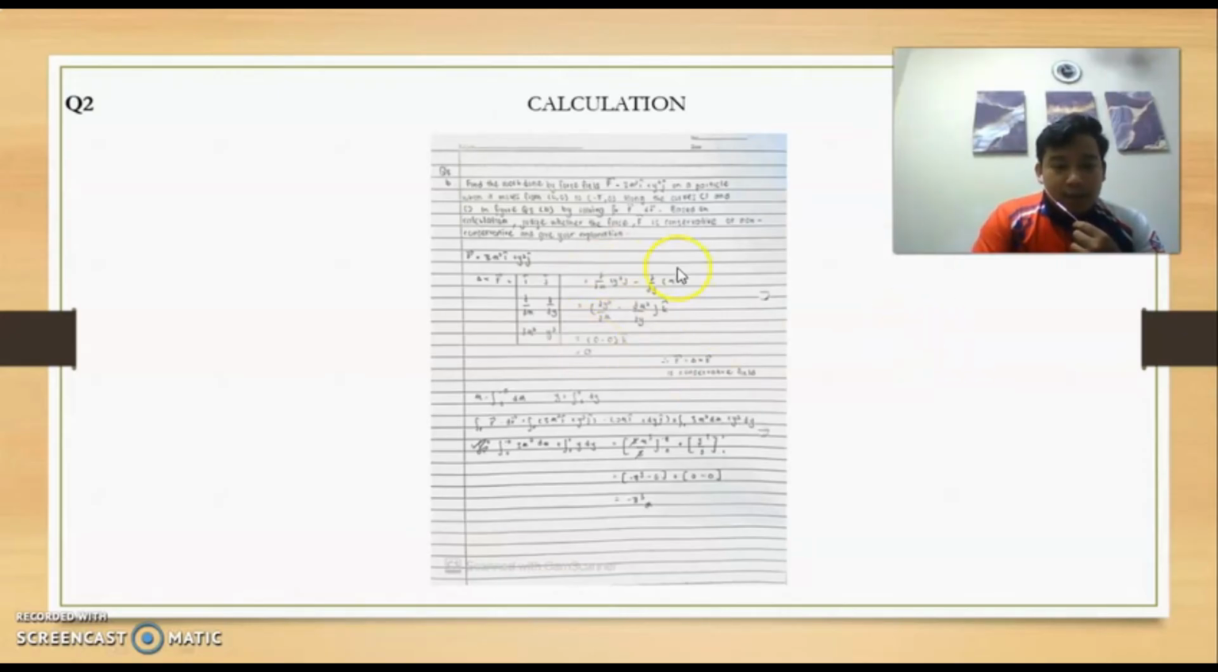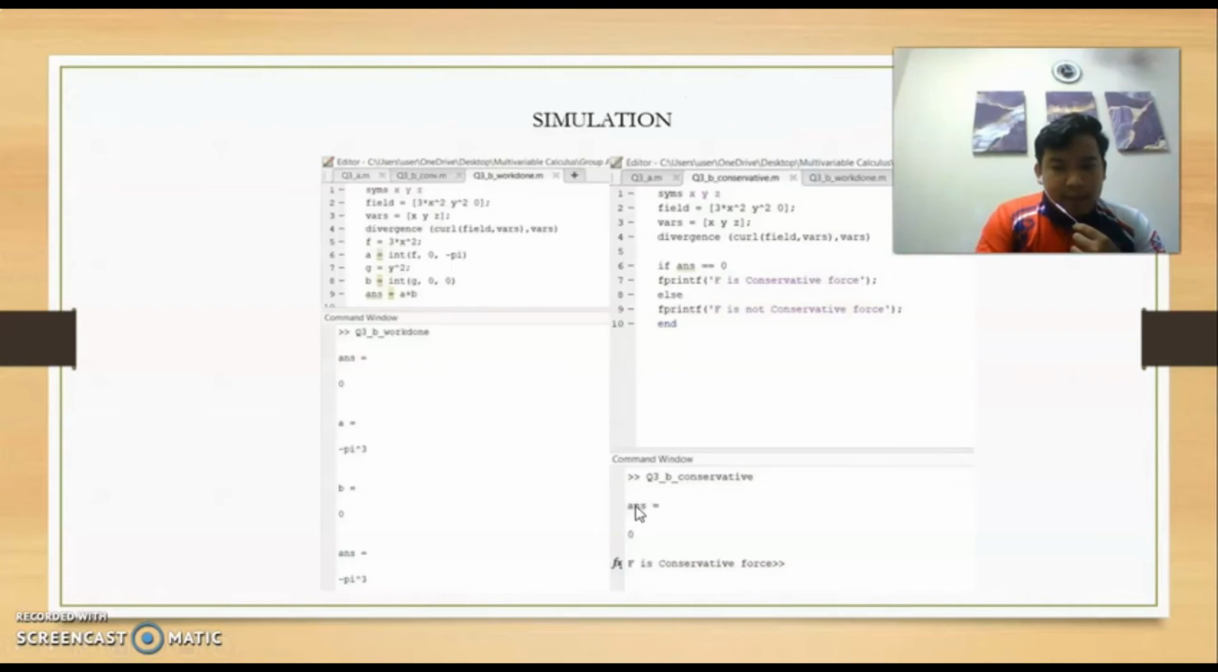Next is question B. In this question, we need to find out whether the force is conservative or non-conservative. So next, we do the cross product. After that, we need to find the work done. In the work done, we need to identify the final and the initial value. So the final answer is negative pi over 3, same as the simulation. And it is a conservative force.